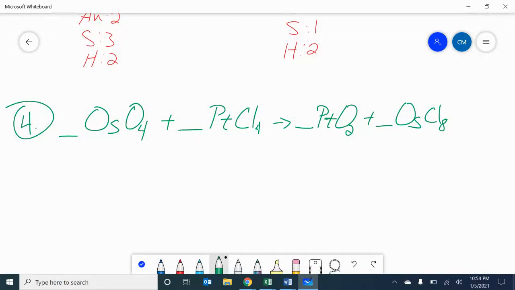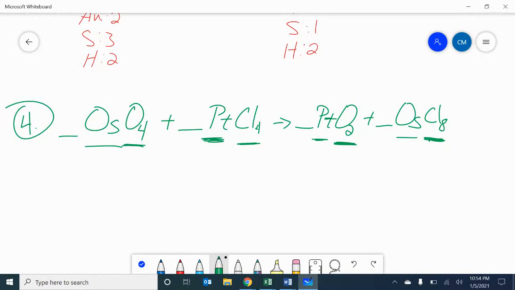Okay, let's just see if we're balanced. I got 1 Os on the left, 1 on the right. Looks good. I've got 4 O's on the left, and I have 2 on the right, so it's not balanced. I've got 1 Pt, that's balanced. 4 chlorines, 8 chlorines, not balanced. Okay, so my chlorines and my oxygens are definitely not balanced.